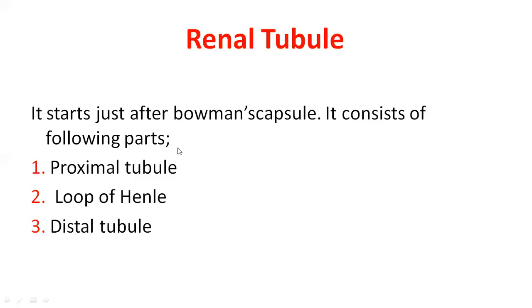And the renal tubule, when we study its structure, is further divided into 3 main parts. Number 1 is the proximal tubule, also termed the proximal convoluted tubule. The second one is the loop of Henle, and the third part is the distal tubule, also termed the distal convoluted tubule.